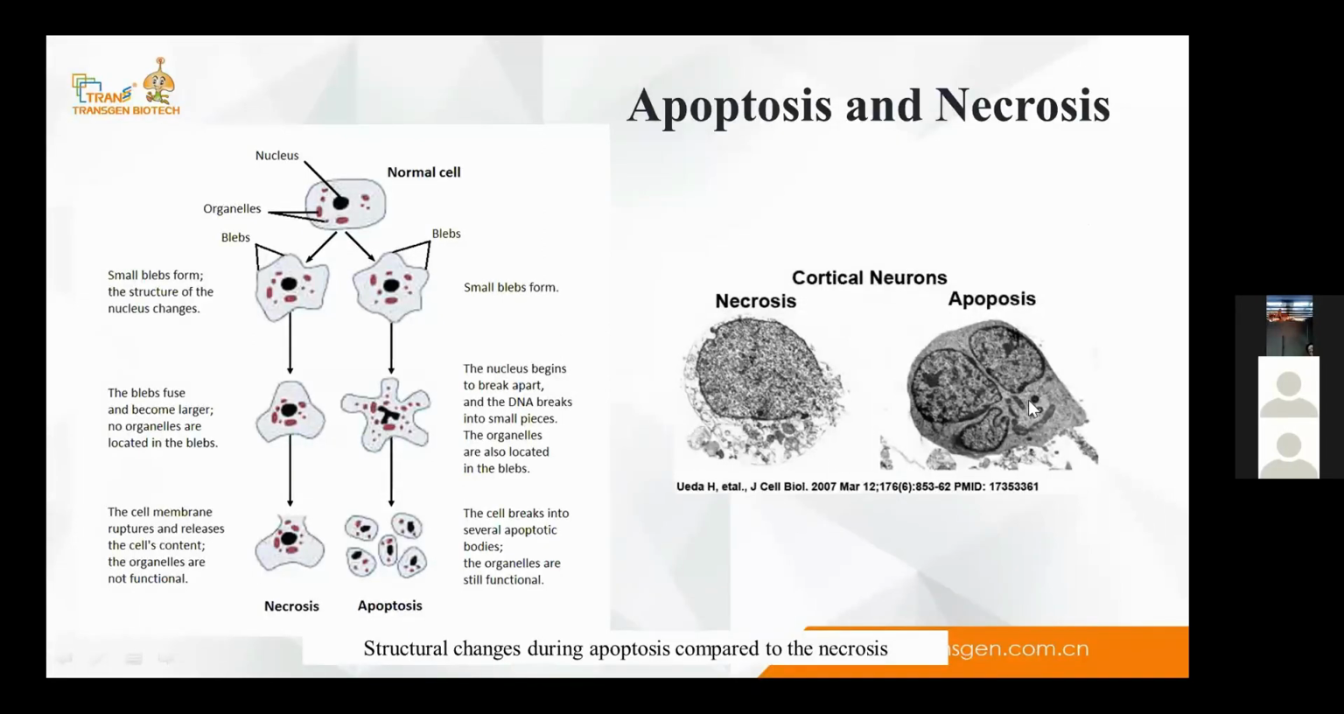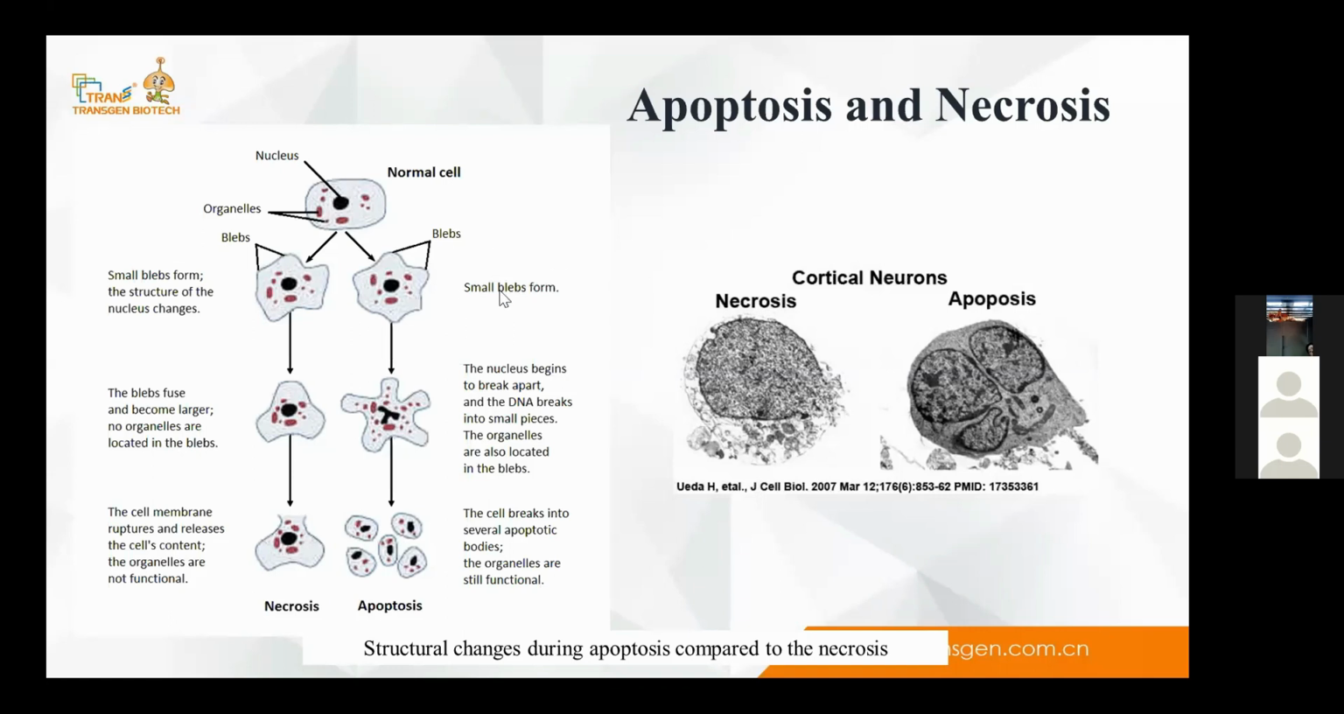But this one is apoptosis. In the later stage of apoptosis, there is no membrane collapse. It just shows apoptotic bodies in the whole system. So it's programmed cell death.